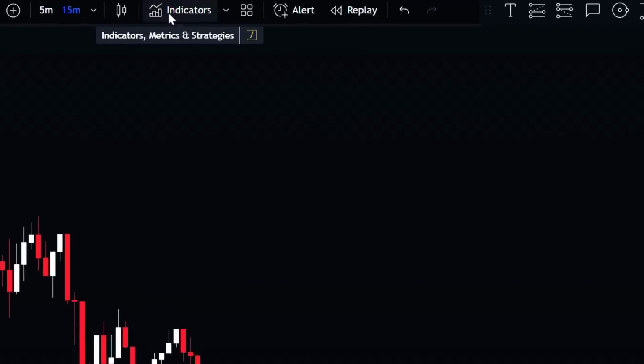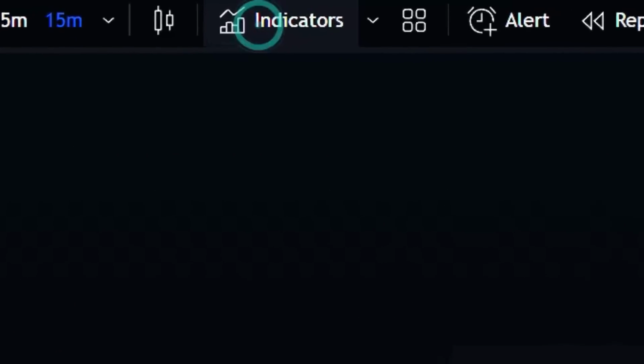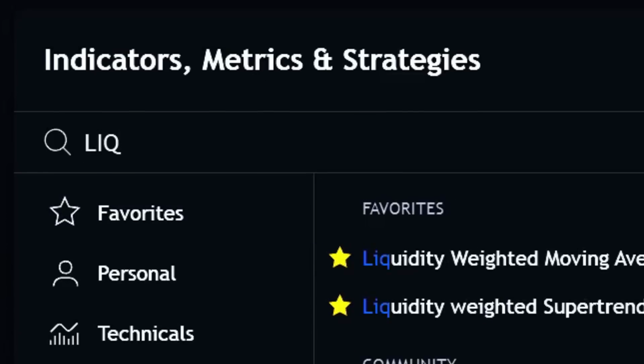Look for the indicator section at the top of TradingView. Click on it and a search bar will pop up. Type liquidity weighted super trend and hit enter.